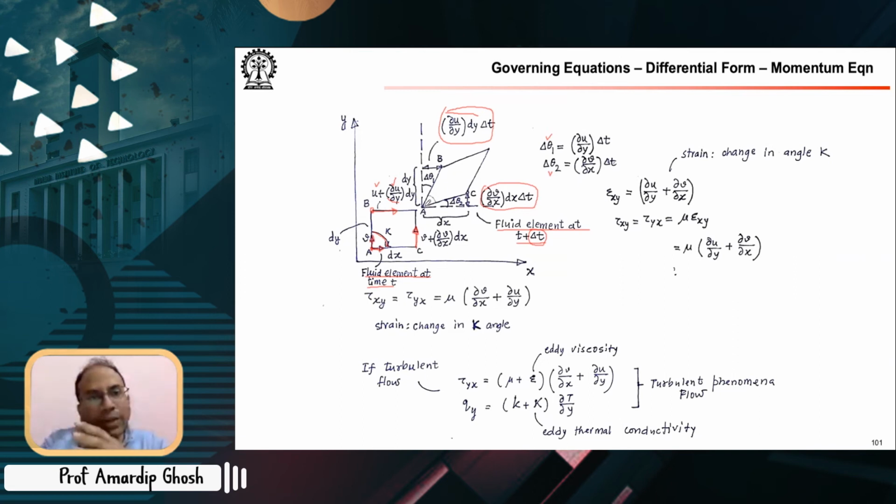So what now are these angles, delta theta 1 and delta theta 2? It is nothing but, if you think of the tan theta relationship, opposite side by adjacent side.